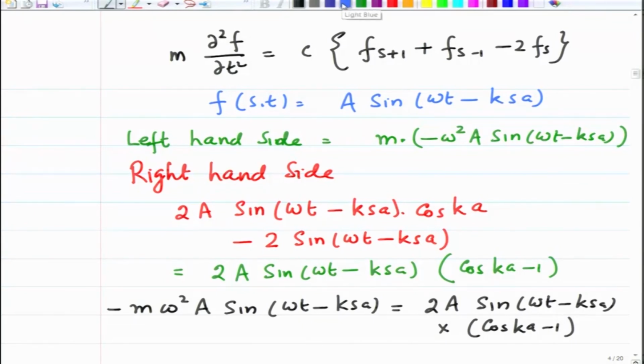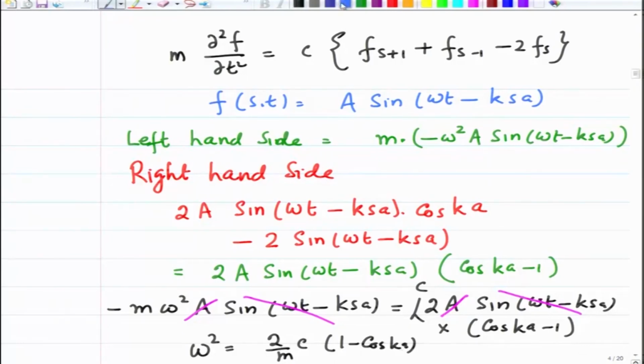So, let us now quickly cancel the terms on two sides. I can cancel A on the two sides, I can cancel sine omega t minus k S A on the two sides, and I am left with omega square is equal to 2 over m. I am sorry, there was a c also out here, c times 1 minus cosine of k A. Notice that because of this minus sign out here, the right hand side now has become 1 minus cosine k A. So, let us write this.